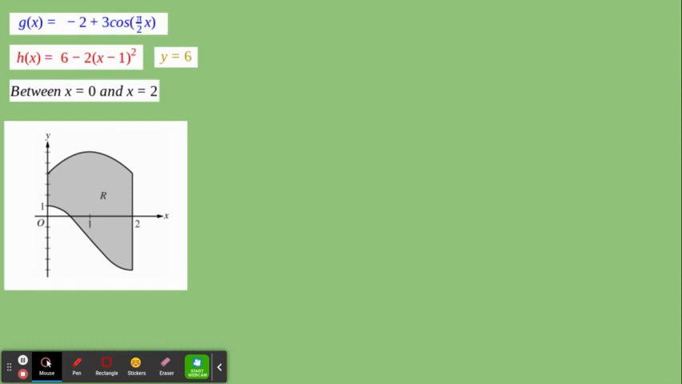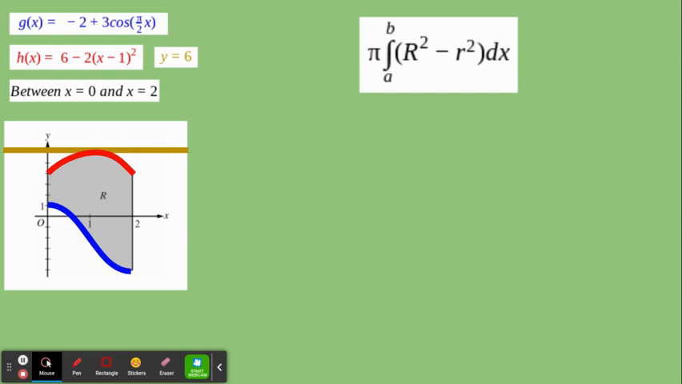We have g of x, which in this case is our bottom function. H of x is our top function in red. Y equals 6 is the axis that we're going to be rotating around, and we're between x equals 0 and x equals 2. For this problem, we know we're going to be using washers because the area doesn't line up completely with the axis that we're rotating around. So for the general form of finding the volume with washers, it's pi times the integral from a to b of big R squared minus little r squared dx.